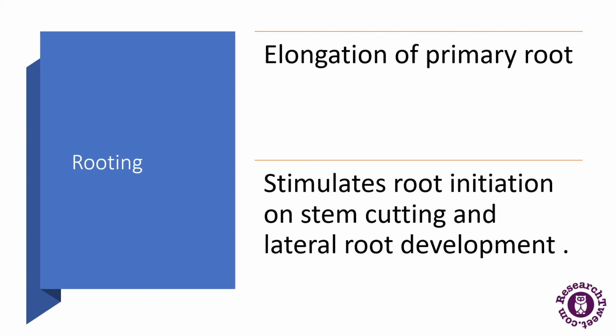Next is rooting. How does auxin play a role in rooting? Auxin inhibits elongation of the primary root, but stimulates root initiation on stem cuttings, that is adventitious roots, and lateral root development. What are lateral roots? Lateral roots are commonly found above the root hair zone and originate from cells in the pericycle. Auxins stimulate these pericycle cells to divide, and the dividing cells gradually give rise to the lateral root. This is how the process of rooting goes.